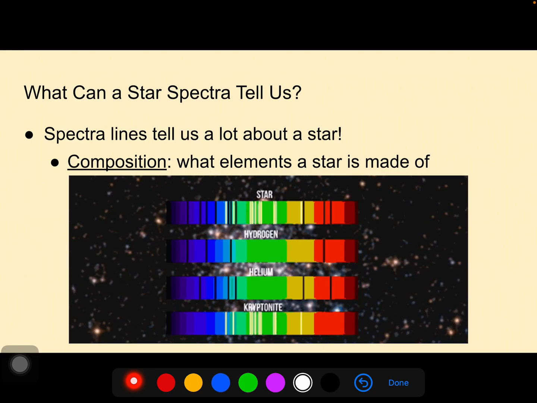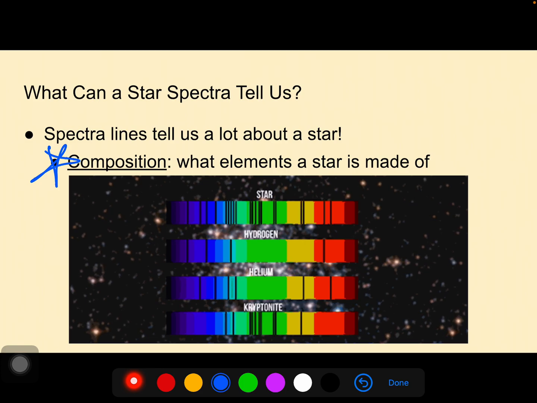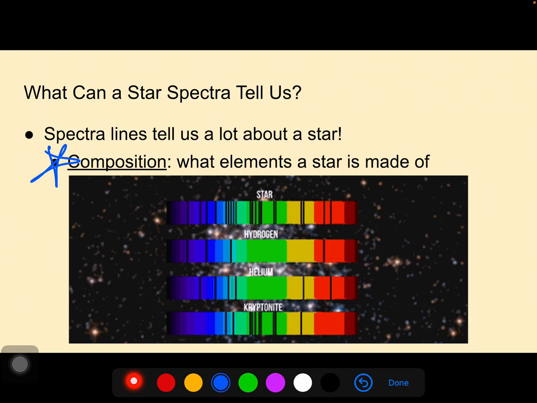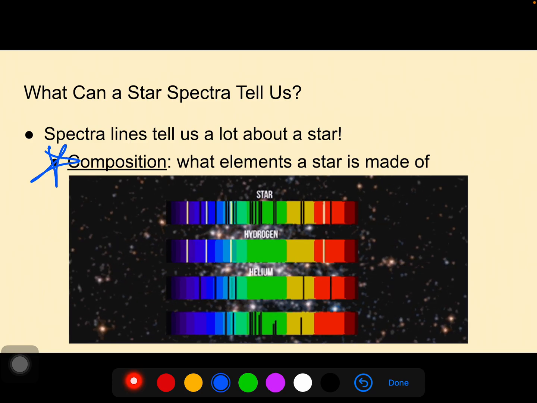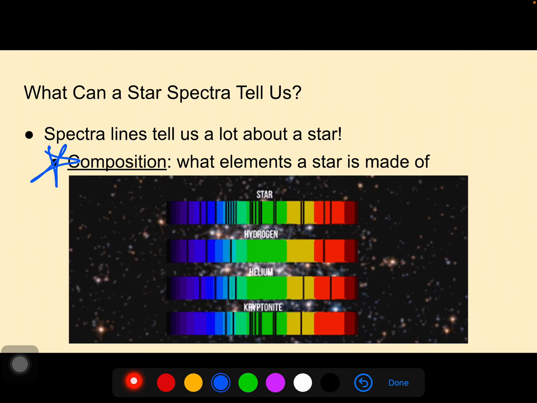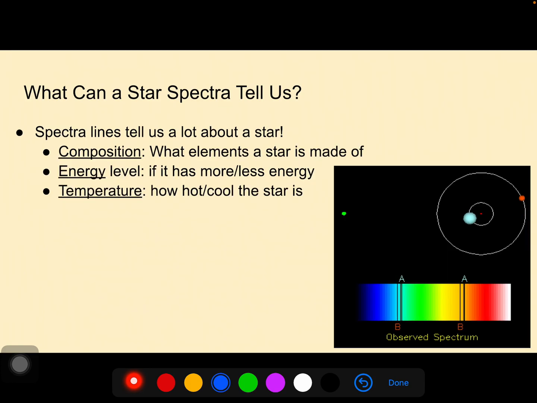So composition is really the number one thing that we're going to use our spectral lines for. We're going to use it to figure out what these elements are made of, right? It's like the ingredients of a star. And again, we're comparing those spectral lines of elements to the star to figure out if it's a match.